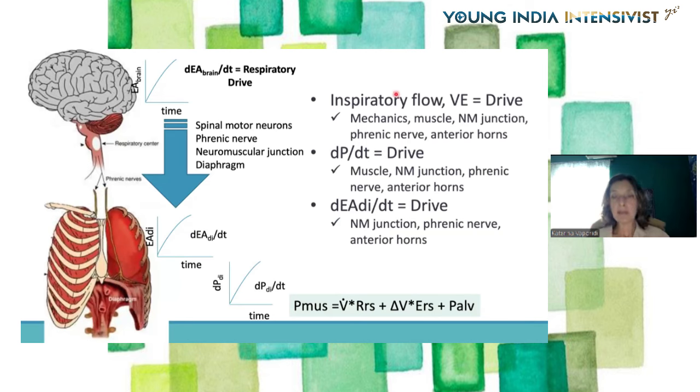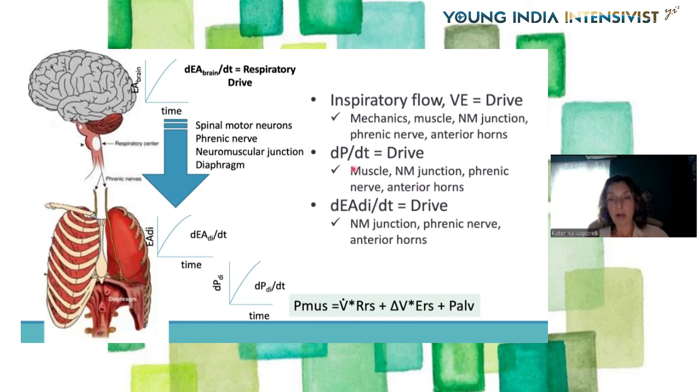So if everything is normal, then minute ventilation and inspiratory flow are indicators of respiratory drive. That means both mechanics, muscles, phrenic nerve, and anterior horns are working perfectly. If mechanics are impaired, then the slope of the pressure generated over time is a good indicator of drive. That means we skip mechanics, but we need perfectly well-functioning muscles, neuromuscular junction, and anterior horns.